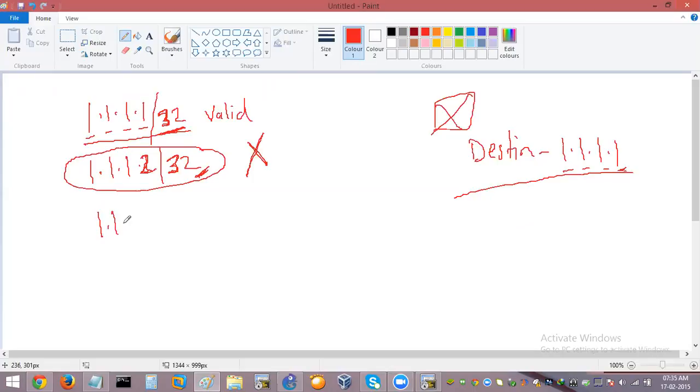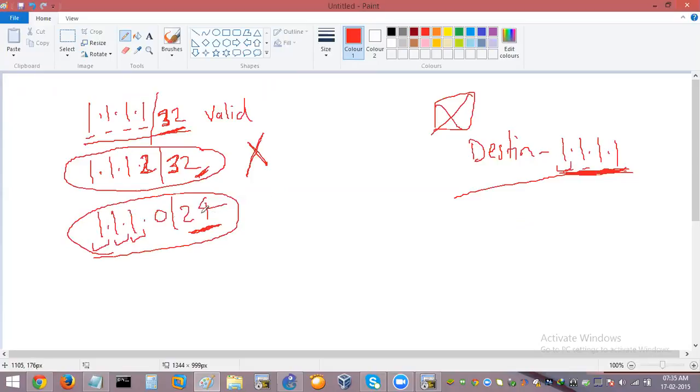But in case I have 1.1.1.0/24, this route becomes a valid route for this destination. Why? Because this 24 tells that I'm going to match only the first 3 octets with the destination IP address. That means the first is matching. Yes, 1, 1, 1. All first 3 octets are matching. So this route becomes valid.